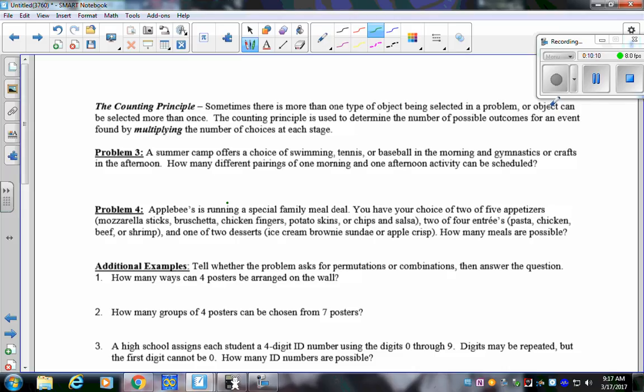Okay, so it says a summer camp offers a choice of swimming, tennis, or baseball in the morning, and gymnastics or crafts in the afternoon. How many different pairings of one morning and one afternoon activity can be scheduled? So we're doing one morning and one afternoon. All right, so how many different activities are there in the morning? There's 1, 2, 3.